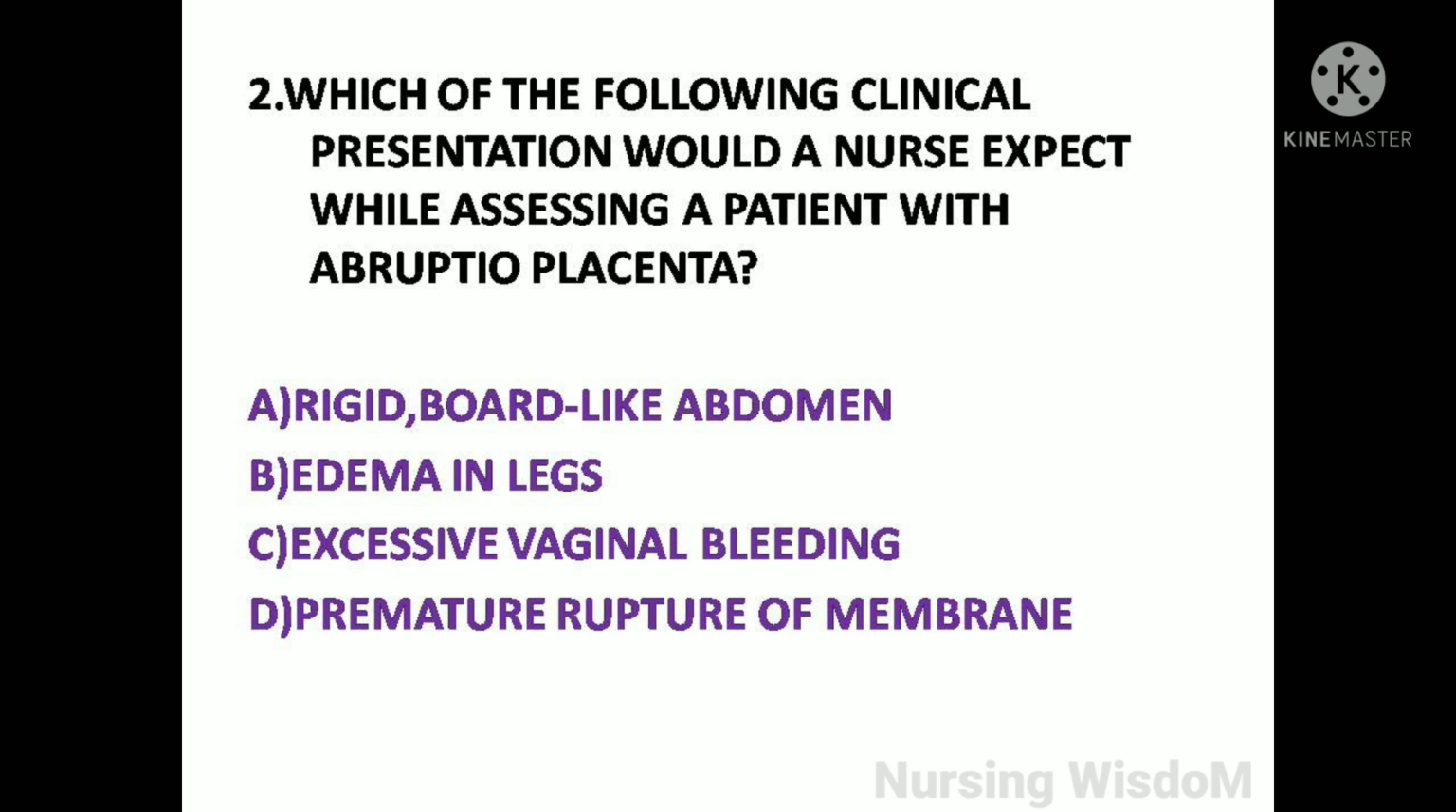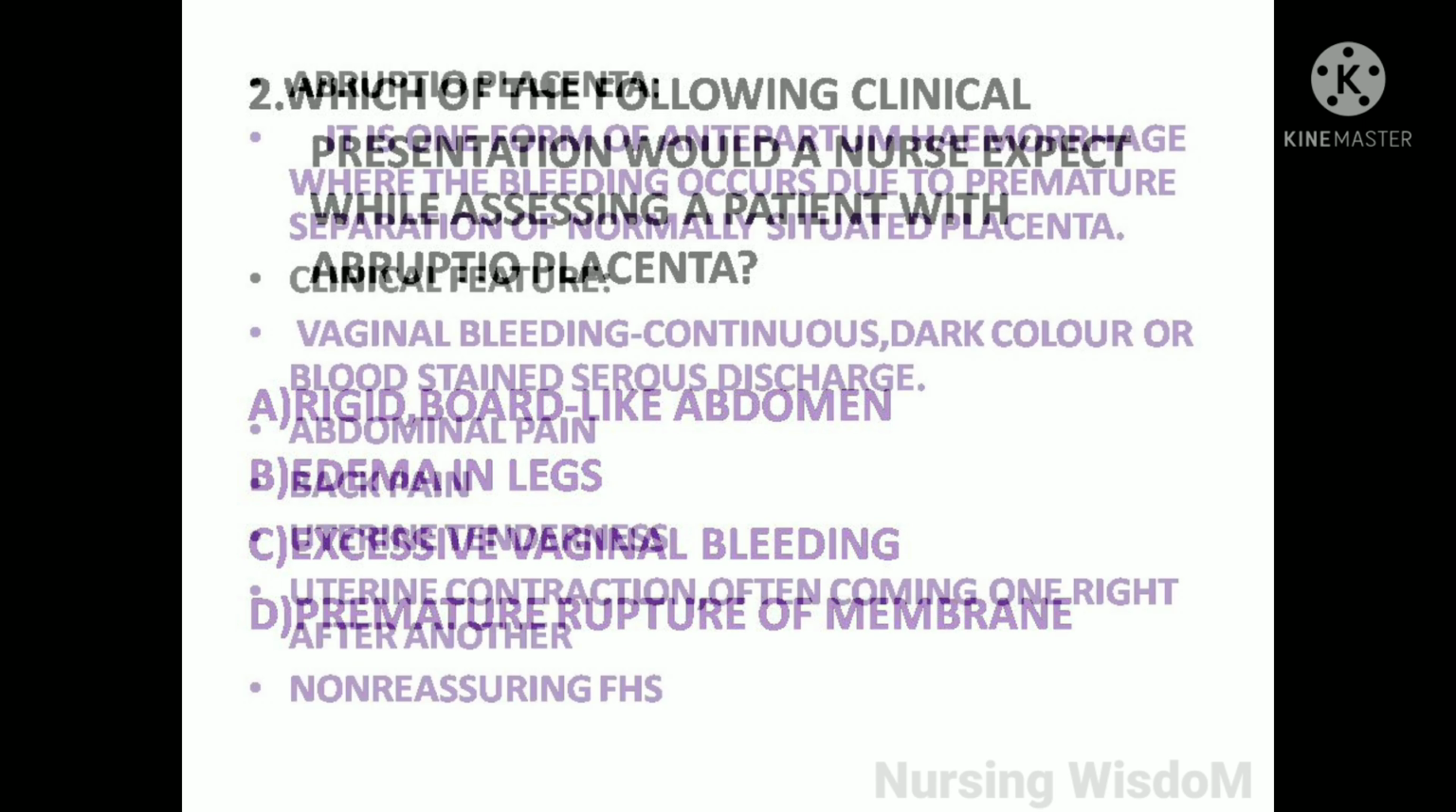Next question. Which of the following clinical presentations would a nurse expect while assessing a patient with abruptio placenta? Option A, rigid board-like abdomen. Option B, edema in legs. Option C, excessive vaginal bleeding. Option D, premature rupture of membrane.